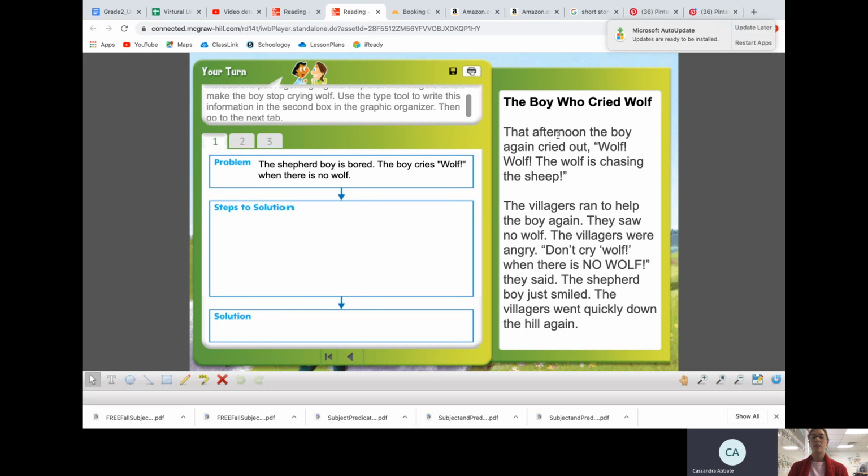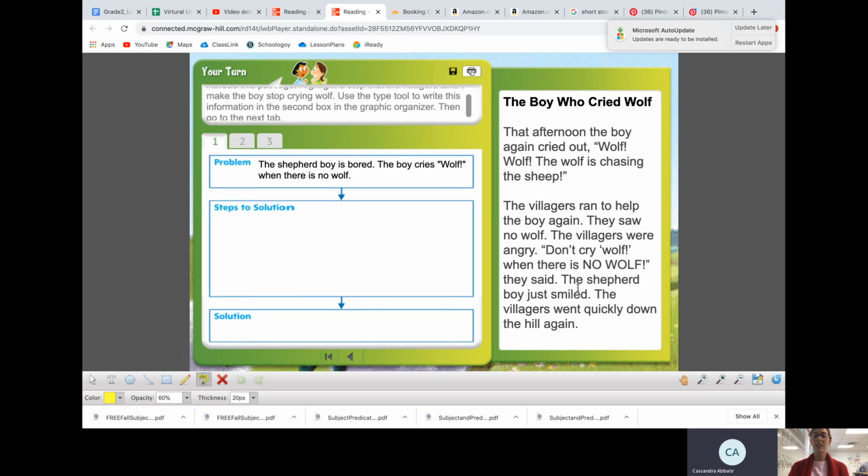Okay. That afternoon, the boy again cried out, "Wolf, wolf! The wolf is chasing the sheep." The villagers ran to help the boy again. They saw no wolf. The villagers were angry. "Don't cry wolf when there is no wolf," they said. The shepherd boy just smiled. The villagers went quickly down the hill again.